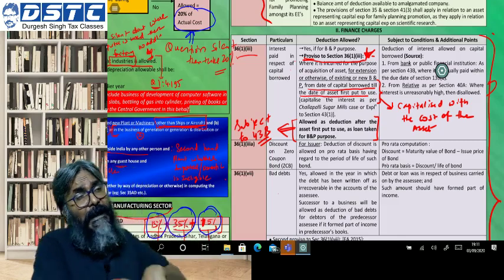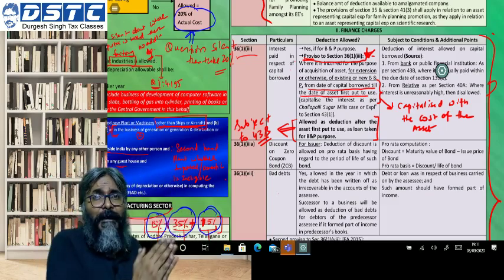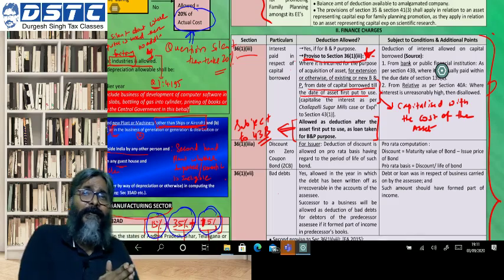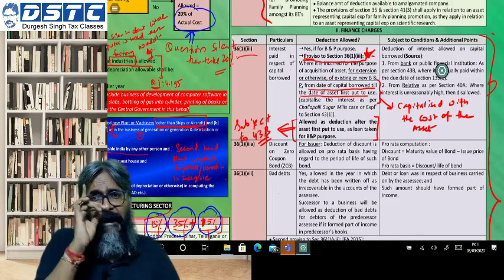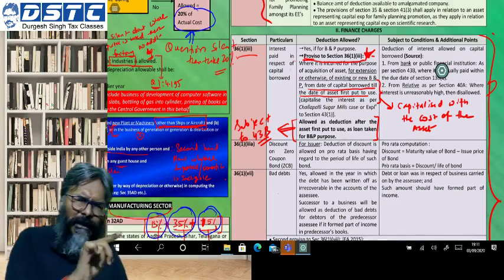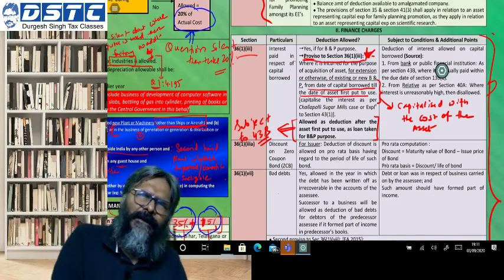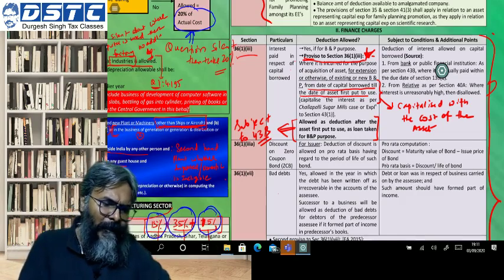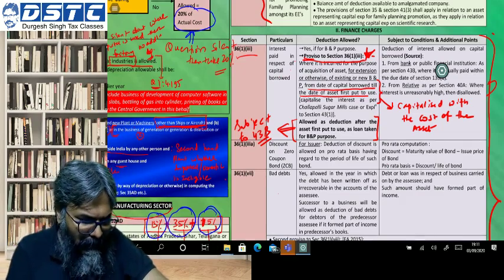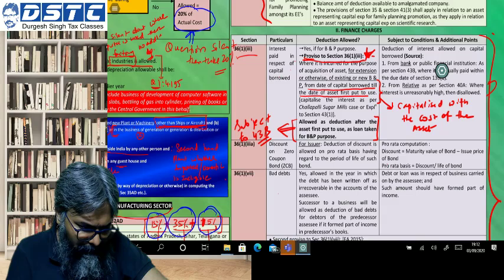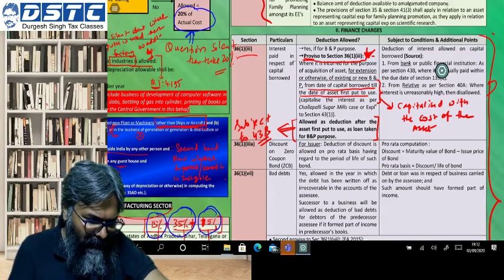But you say, no sir, I have made the payment thereafter. Thereafter means after the due date of filing of the return of income. Then in that situation, the deduction of that expenditure will be allowed to you in the previous year in which the amount has been paid.